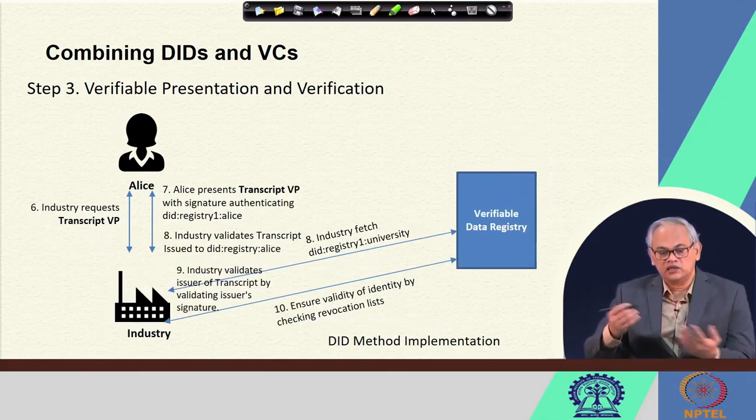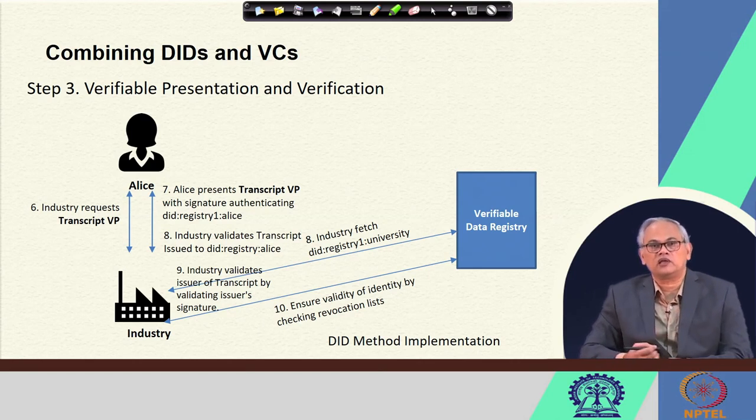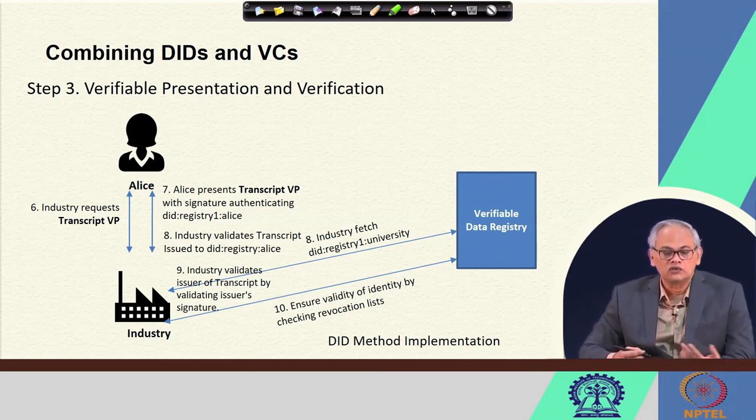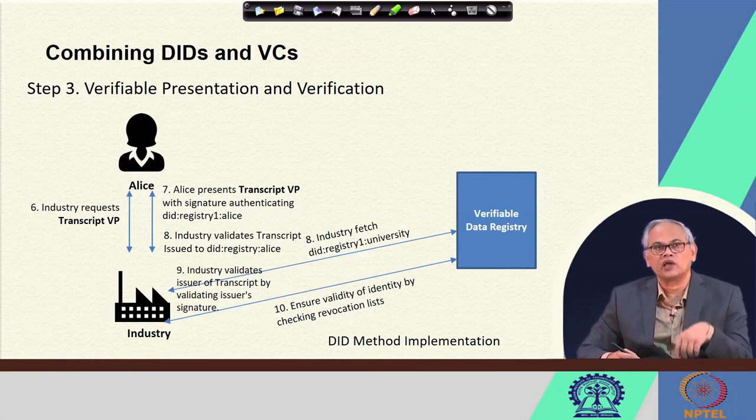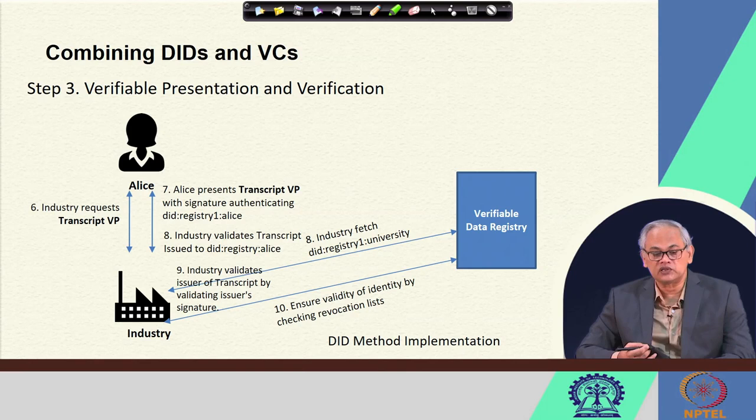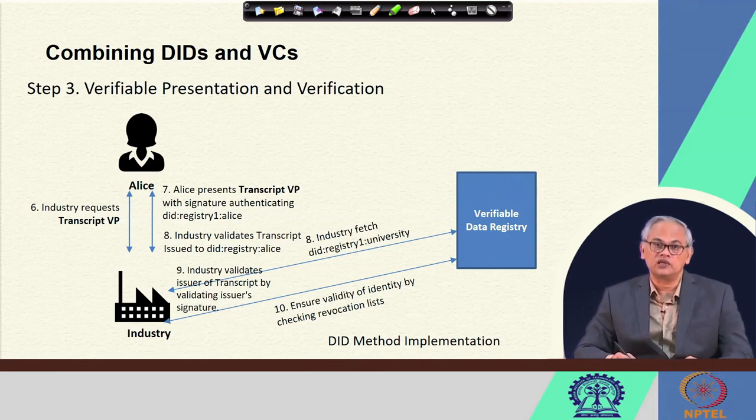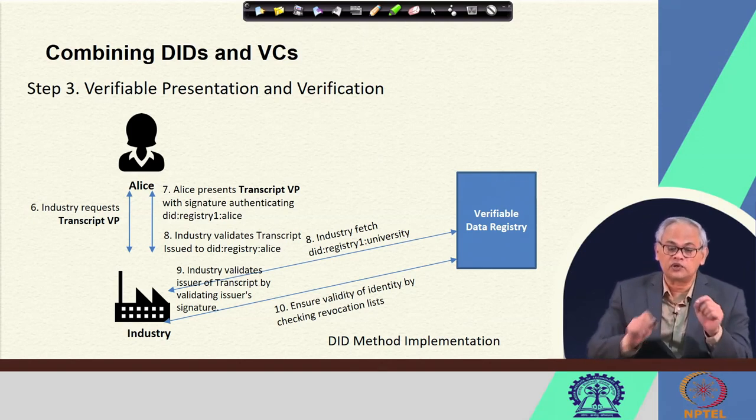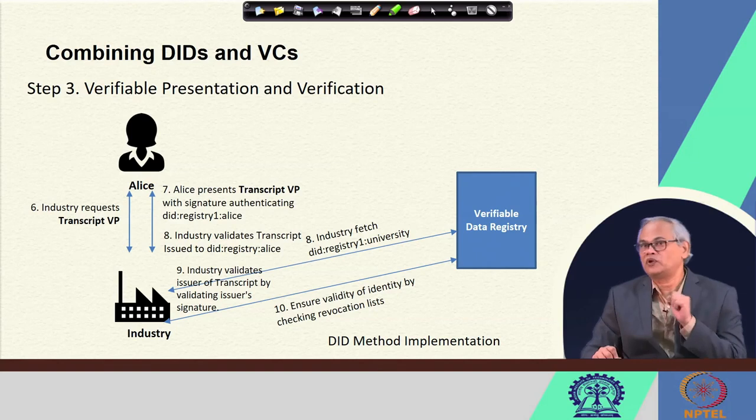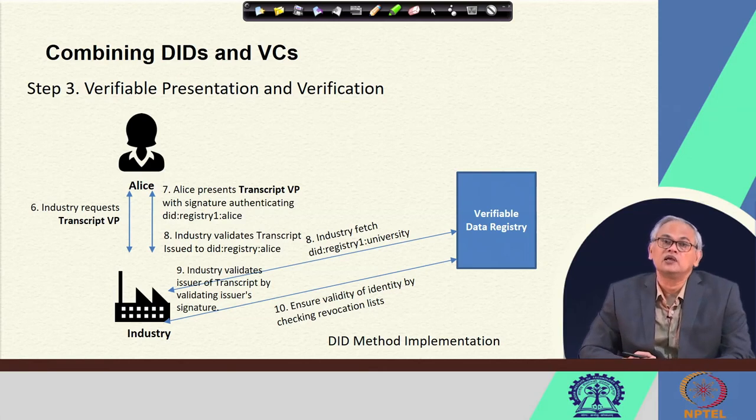Then say there is an industry to which Alice is making an application. So, what can Alice do? The industry would request the transcript verifiable presentation, the VP, and Alice would prepare this transcript VP and present it with a signature authenticating her DID. Whenever Alice presents, she signs with her private key, and her public key is stored against that particular did:registry1:alice DID in the verifiable data registry. The industry can check against that verifiable data registry whether it has indeed been correctly signed by Alice.